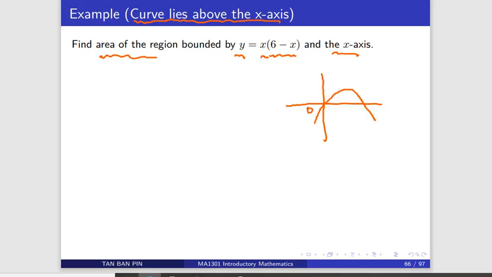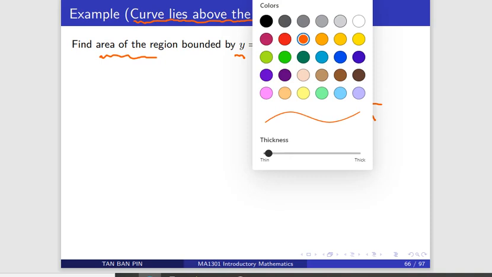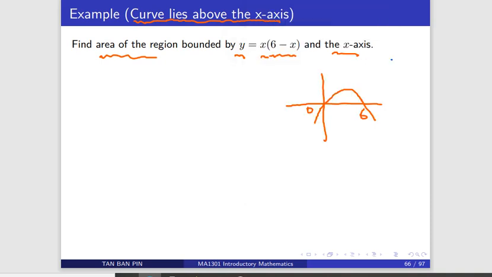It's at 0 and 6. So we find the area of the region bounded by the curve and the x-axis. We find this region. If you equate this to 0, you get x is 0 and x is 6. So that's how I get 0 and 6 here. So to find the area, then it's straightforward.